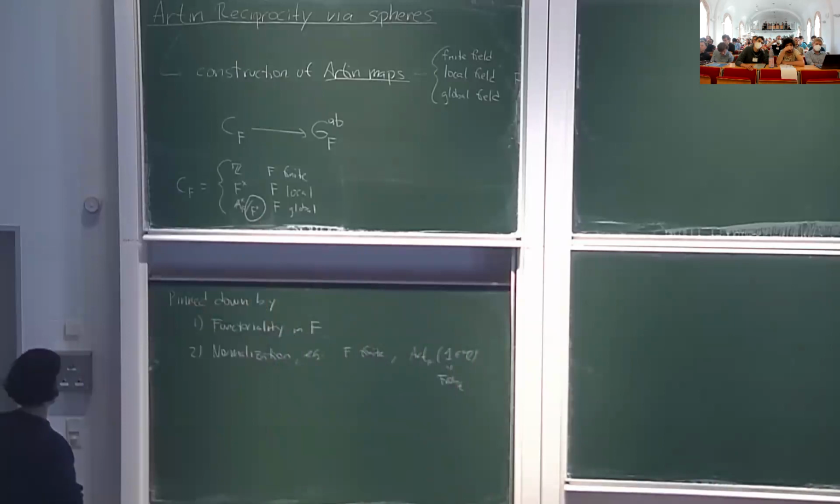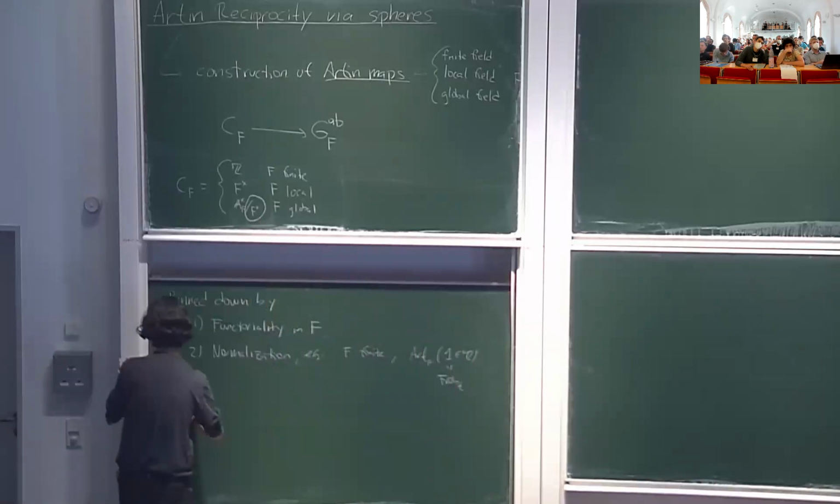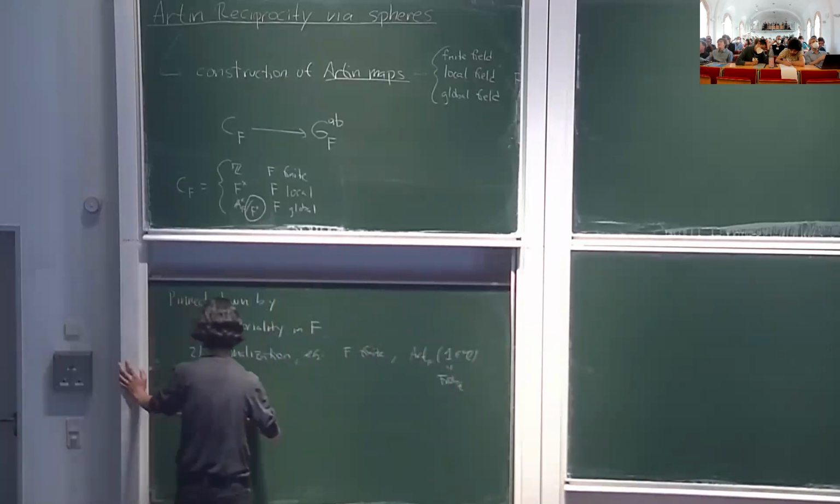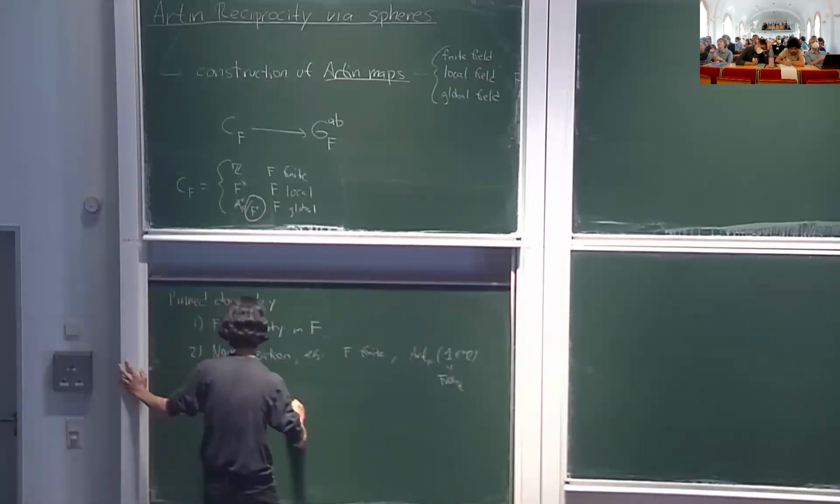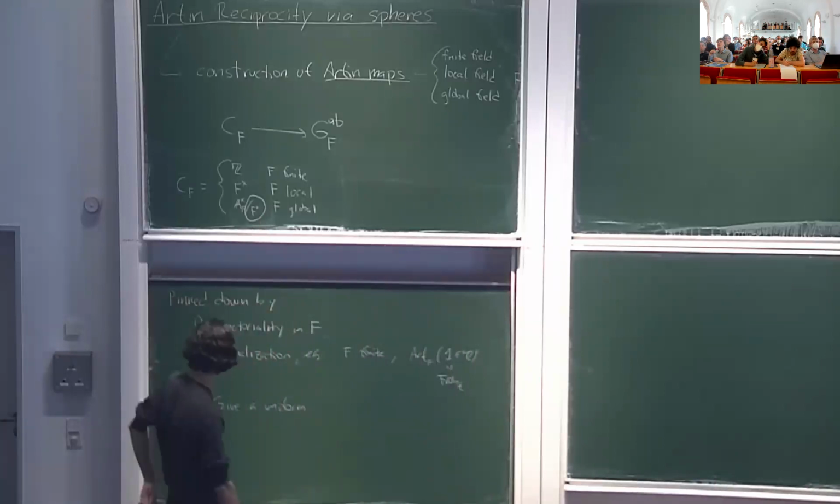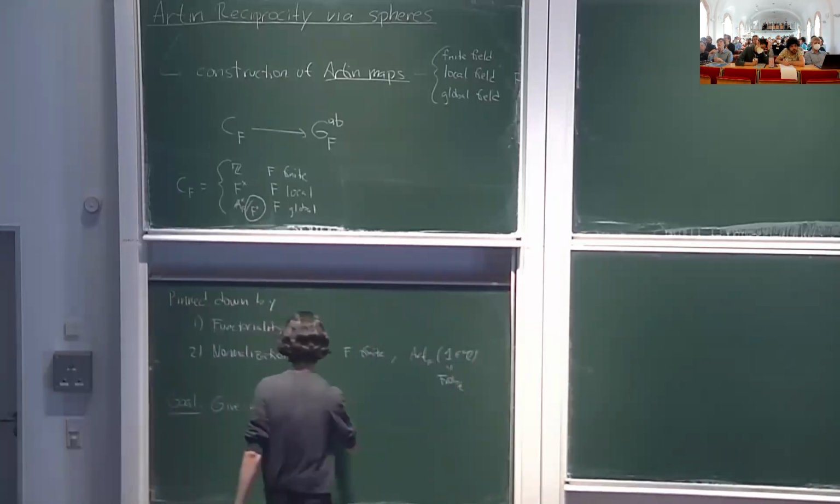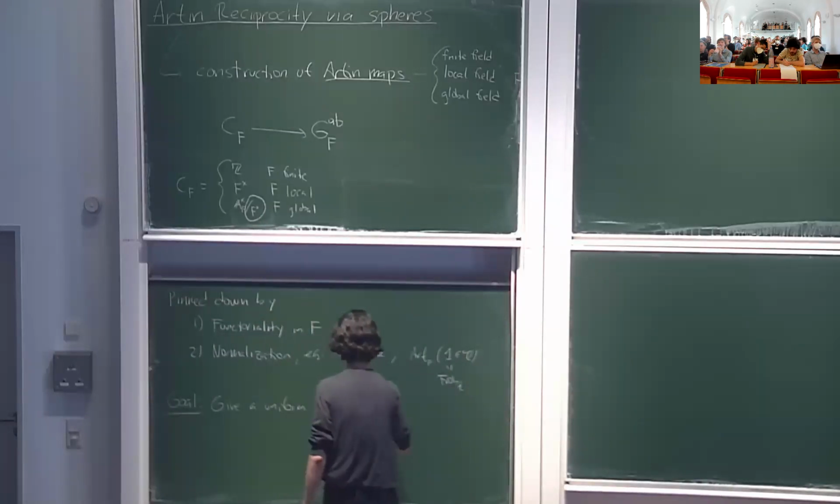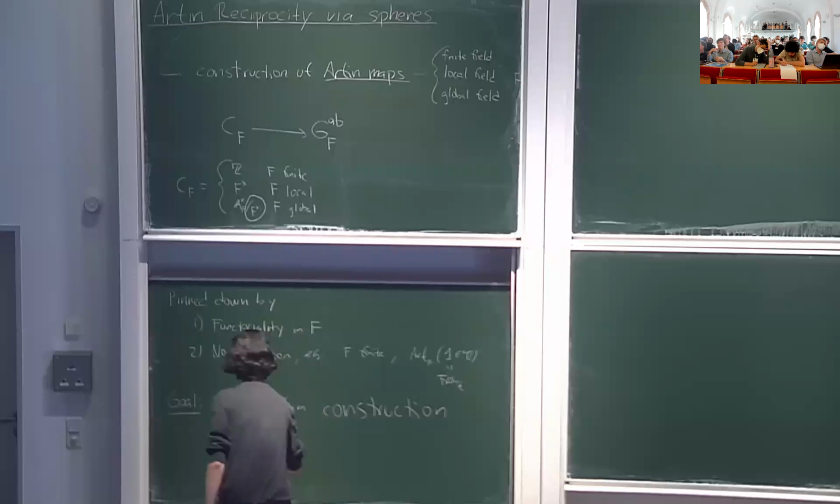And what do I want to do? So the goal is to give a uniform construction. Sorry? Write even bigger? Yeah, sure. Give a uniform construction of these maps.